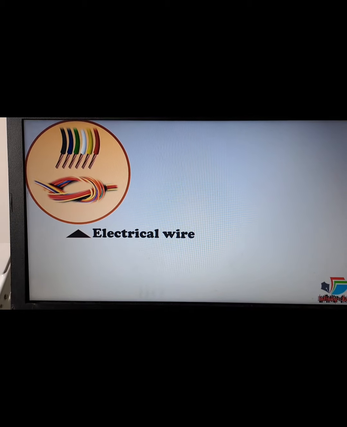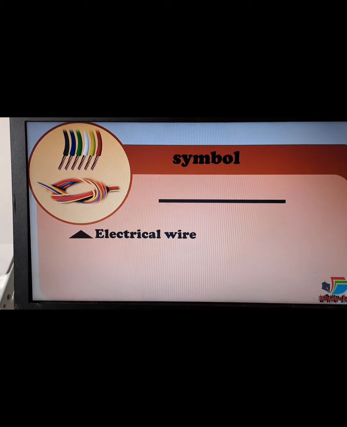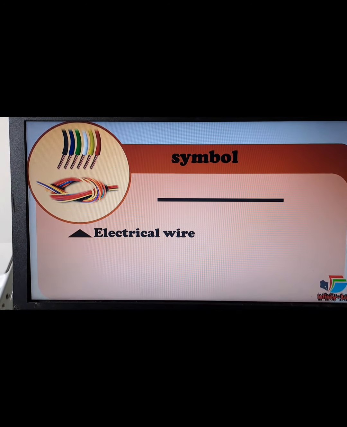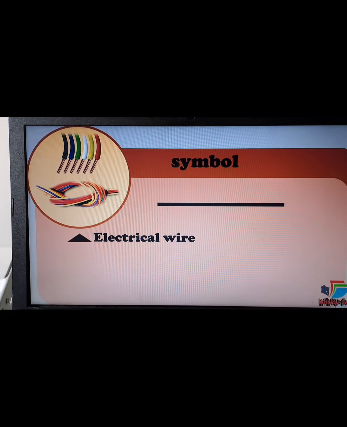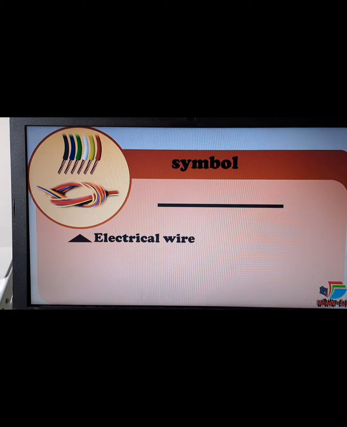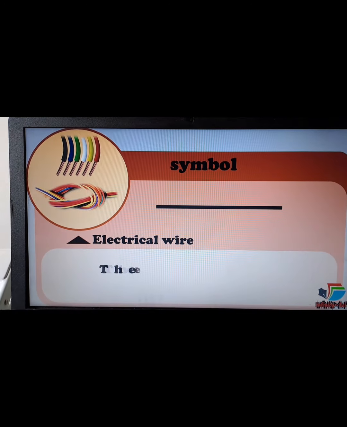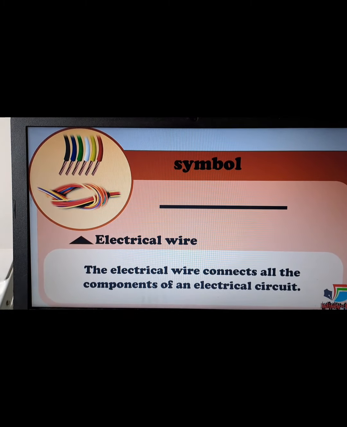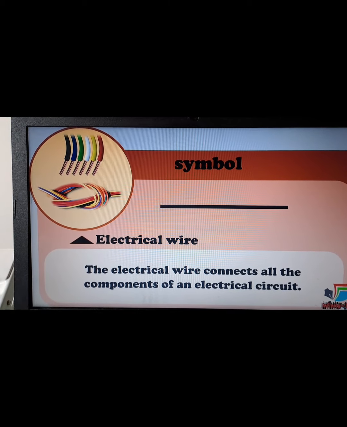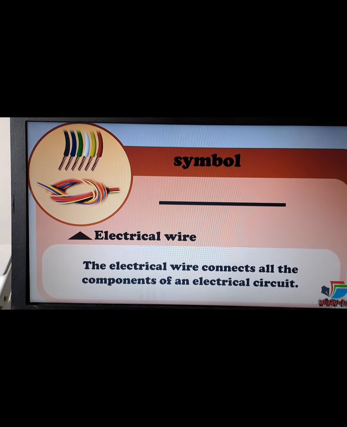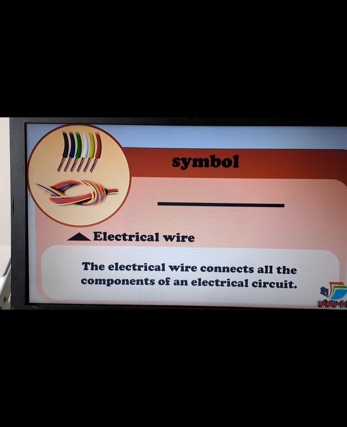We have electrical wire. Electrical wire, the symbol is just a line, and in our previous circuit diagram I depicted the electrical wires in colors of black and red, black being negative and red being positive. So the electrical wire connects all the components of an electrical circuit. So we saw the other components like the switch, the light bulb, and the power source, which was a battery. We connect all of them using the electrical wire. Let's continue to the next one.